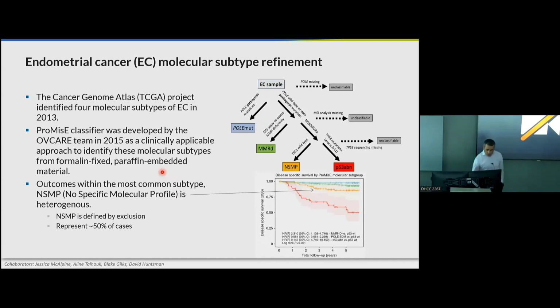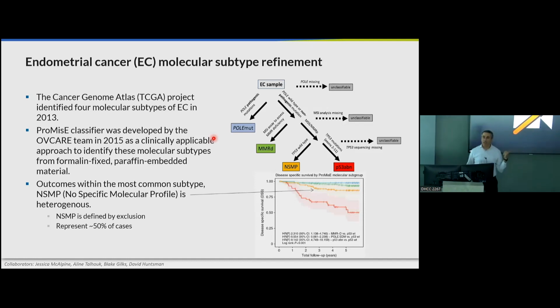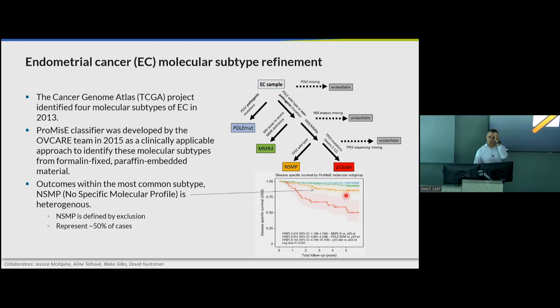Some of you are familiar with these 4 subtypes: POLE mutant cases, MMRd, p53 abnormal cases, and also NSMP, no specific molecular profile. NSMP is defined by exclusion, meaning that if a case doesn't fit within one of those three categories, POLE, MMRd, or p53 abnormal, then it's NSMP. The problem is that it represents about 50% of cases, and the outcome, this is disease-specific survival, I think, is not homogeneous. Some patients are doing well, some not doing well. So the idea was, can we use AI to identify some of the bad players?